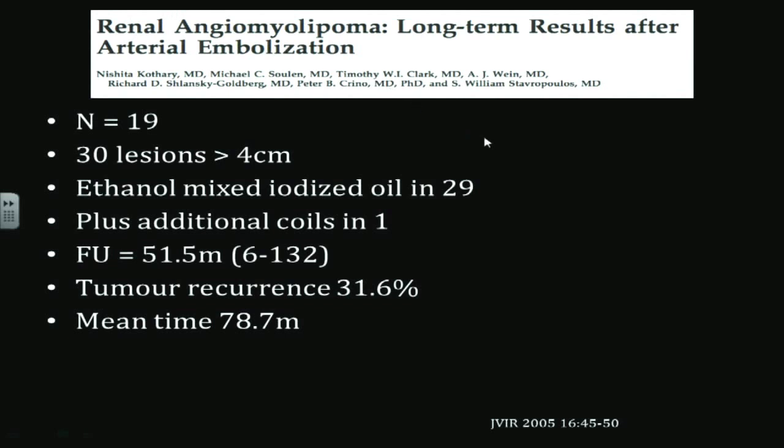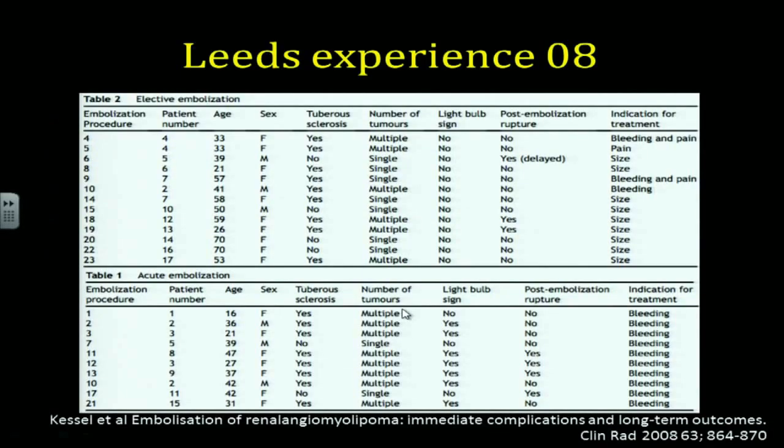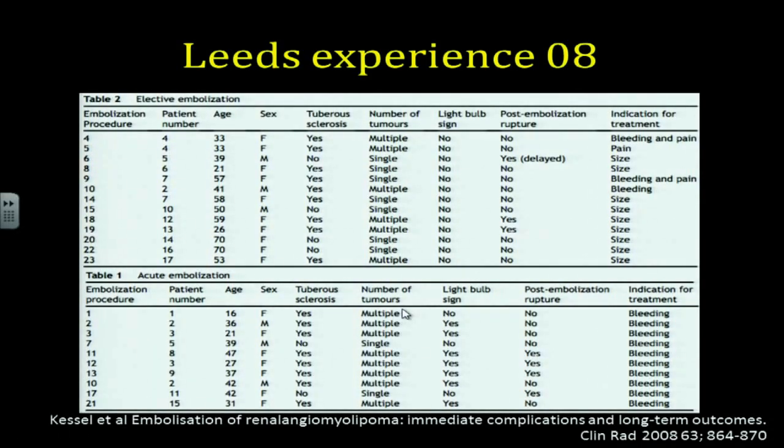We know that we can embolize the tumour rather than surgically intervene, but it's not without, and we've known this for quite a while, but you get recurrence of the AMLs in up to 1/3. So it's not a panacea, and you might need it again. This is a UK experience.